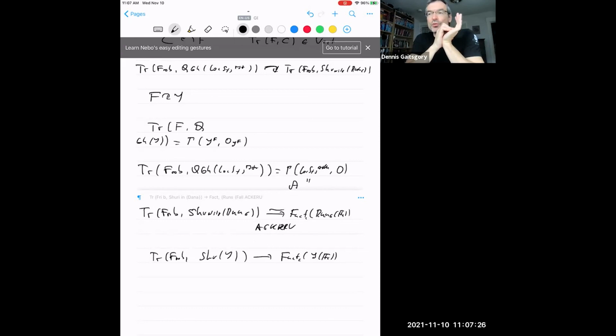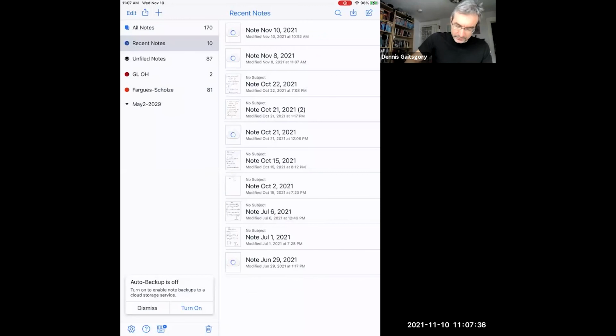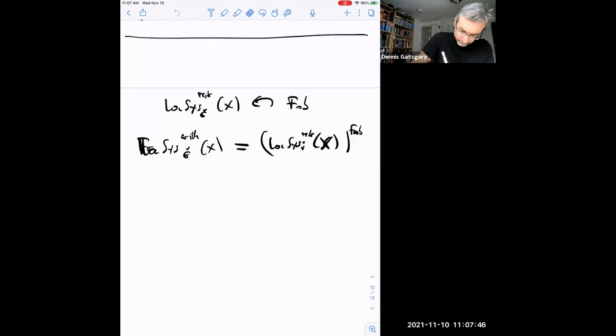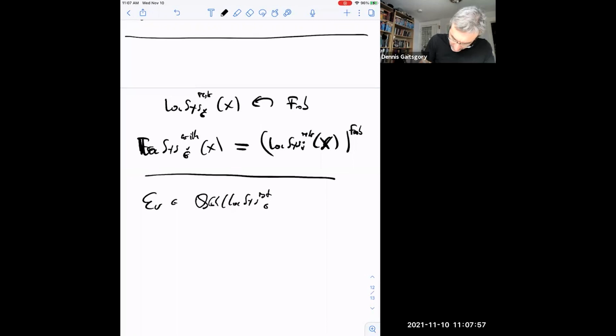So, derived global sections of E_V is the following. Let me just write it. So E_V lives in quasi-coherent sheaves on LocSys restricted, but let's do something more interesting. Let the representation be not of G check, but of G check to the I, I copies. And then this E_V will live on ind-coherent sheaves on the ith power of the curve, just to make things more interesting.